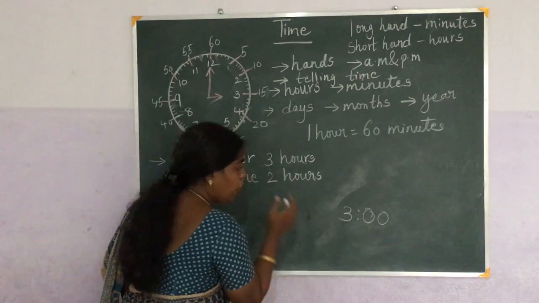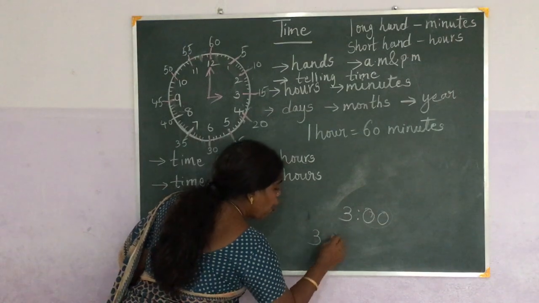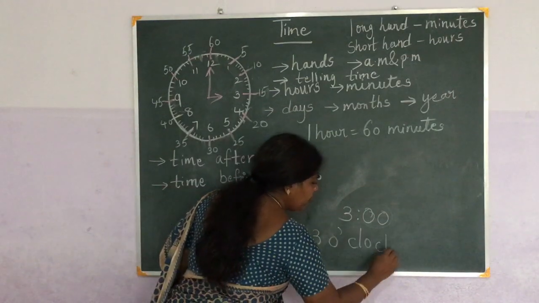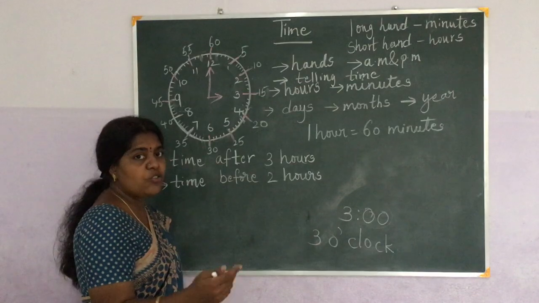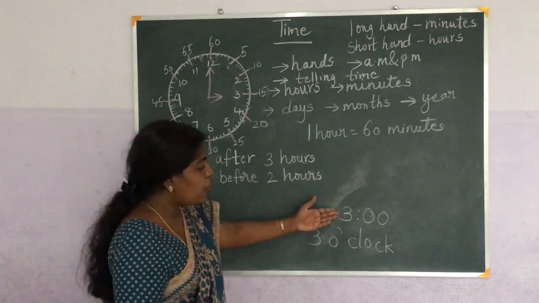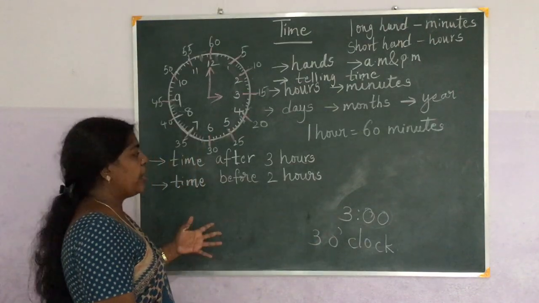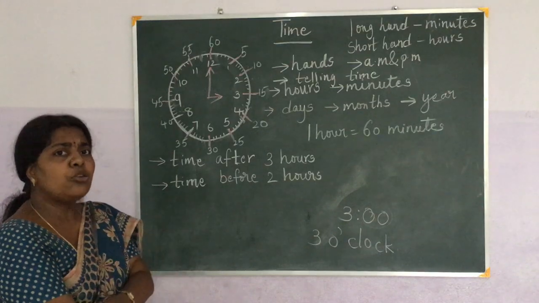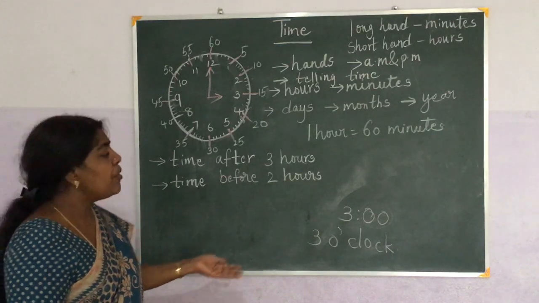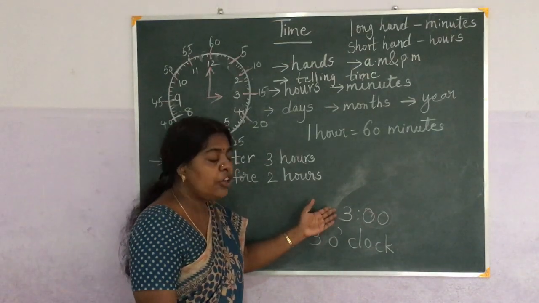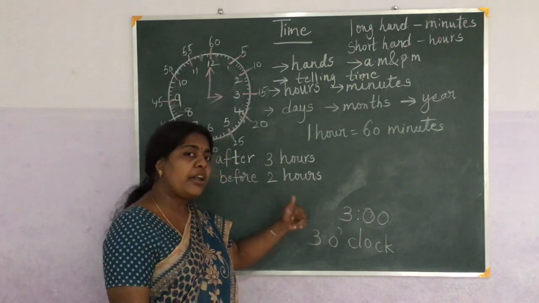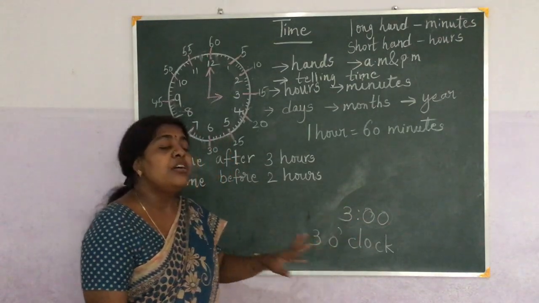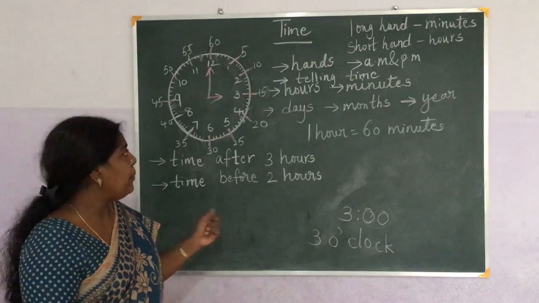You can write 3 o'clock in different ways. So these are the different ways to write the time. But if I ask you to write using AM and PM, if it is evening, you will write 3 PM. If it is early morning, you will write 3 AM. That is the way to use AM and PM.